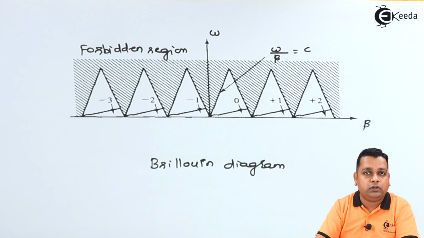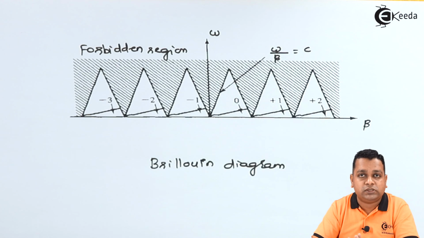So this was the overall analysis of the slow wave structure, the very popular helical type line we have analyzed here. With this understanding, in the next lecture we shall be starting the helical type traveling wave tube. It can be abbreviated as TWT.